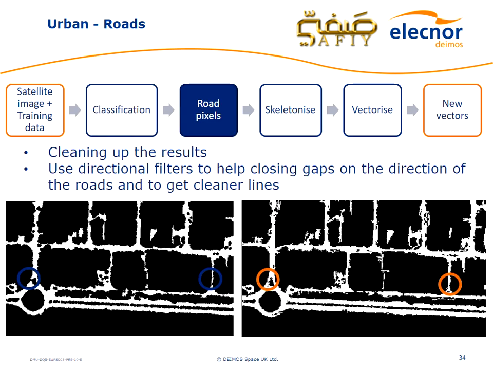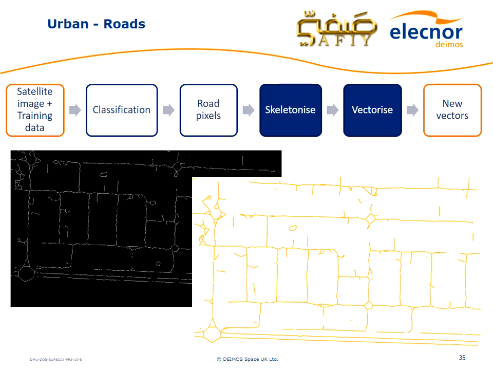We do some cleaning up of the results. We're trying to be a bit more clever by using directional filters to close some of the little gaps. For example, on the left we have a normal opening-closing morphology operation, and some of the roads were broken, but when we use our directional filters, those gaps don't appear anymore, so it's good. We have more noise as well, but the next step is skeletonization and vectorization, so we thin the roads and then vectorize to get the road network.